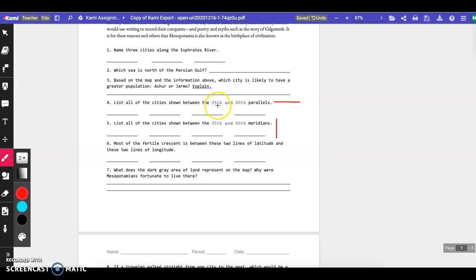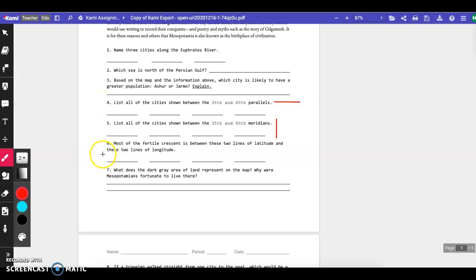In these 2 questions, they're very similar, but you are looking for 2 lines of parallels, the 35th and the 40th parallels, and in number 5, the 35th and the 40th meridians, and you will list the 4 cities between those 2 lines. Number 5 and 4 cities between those 2 parallels in number 4.